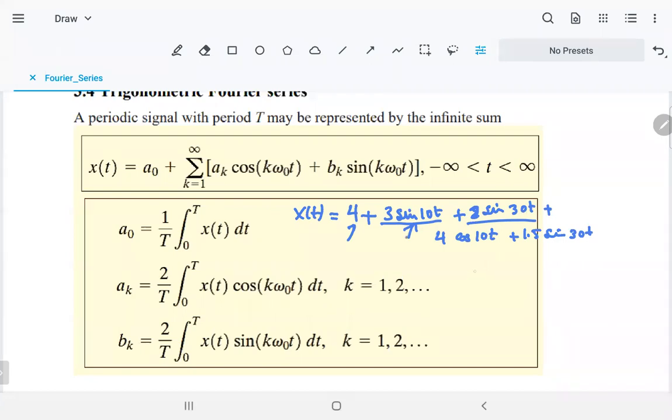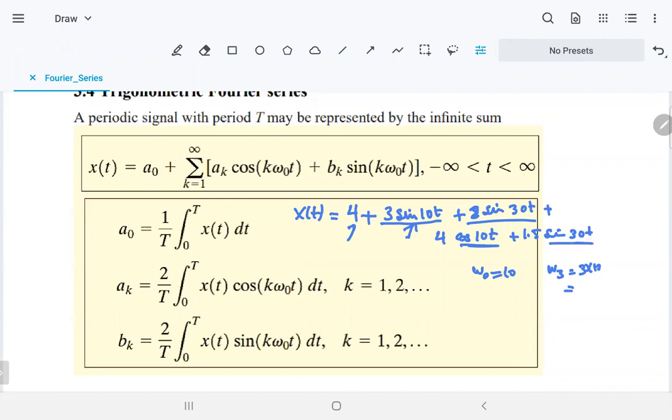Because omega naught is equal to 10, and this one, 30, will be omega 3, equal to 3 times 10. So the 3 sine 10t is the amplitude of 3 of the first, or you can say the fundamental component. That's right, the first component is called the fundamental component. Then you have the third harmonic, sine 30t, and the height is equal to 2. And you have another fundamental component, cosine 10t, and the height is equal to 4.